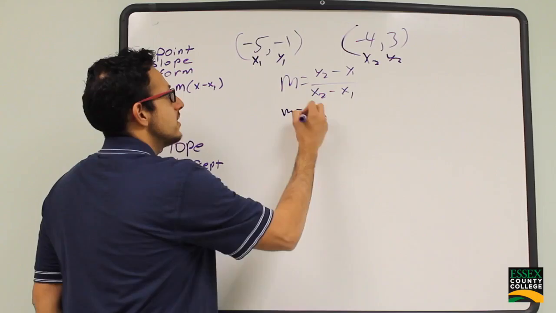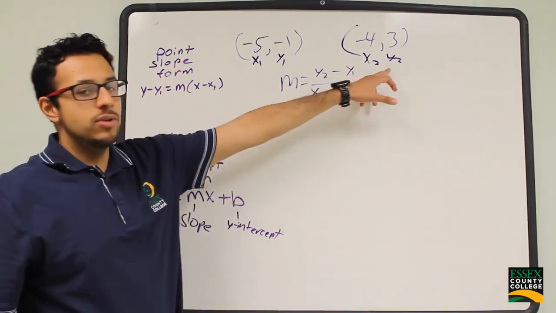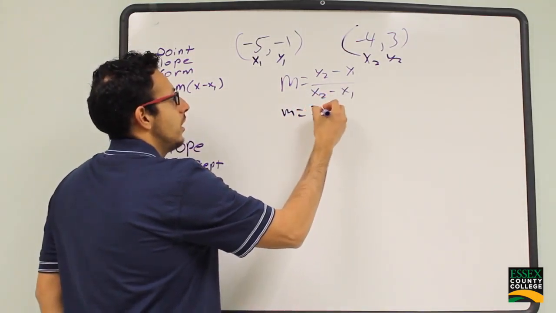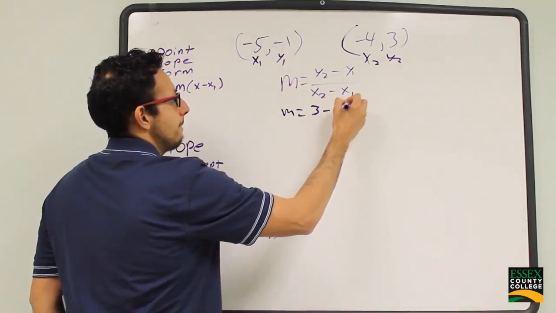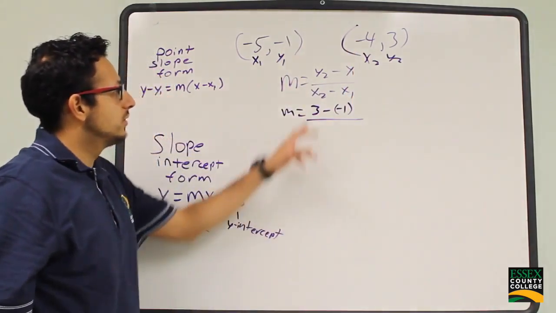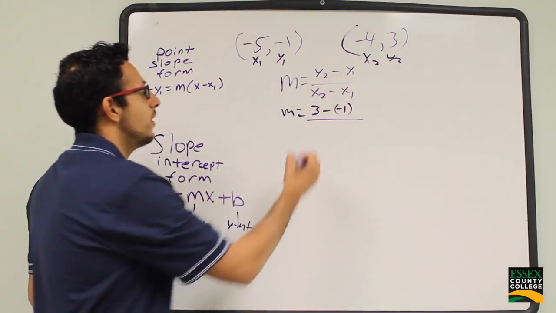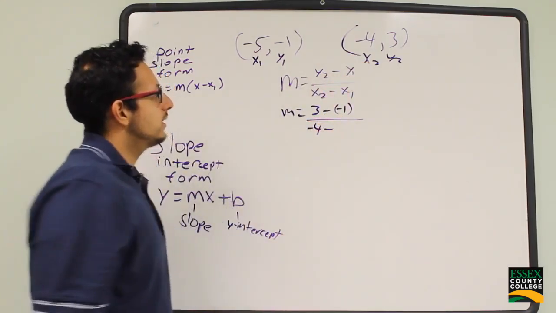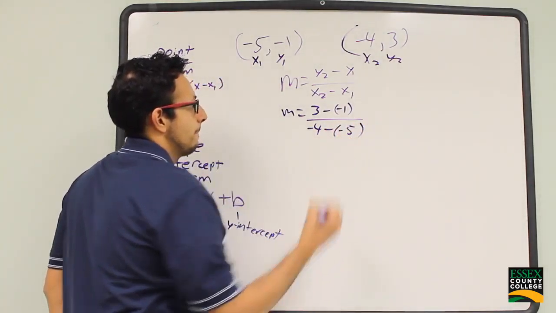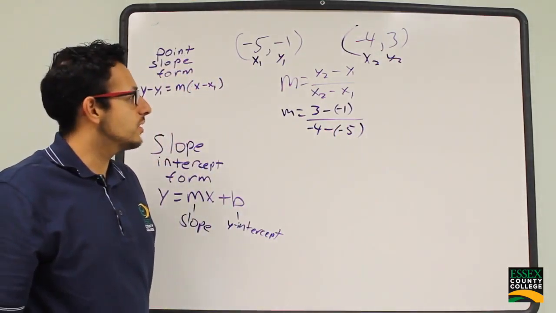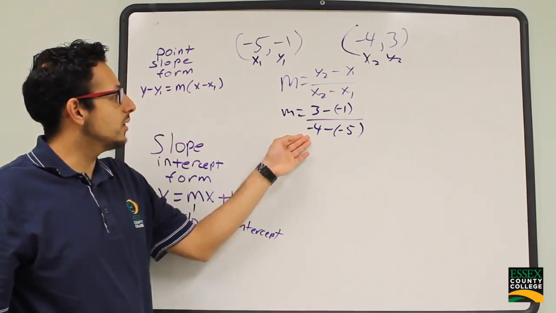So m is equal to, our y2 is 3, minus our y1, which is -1, over x2, which is -4, minus x1, which is -5. So now we just solve this formula.